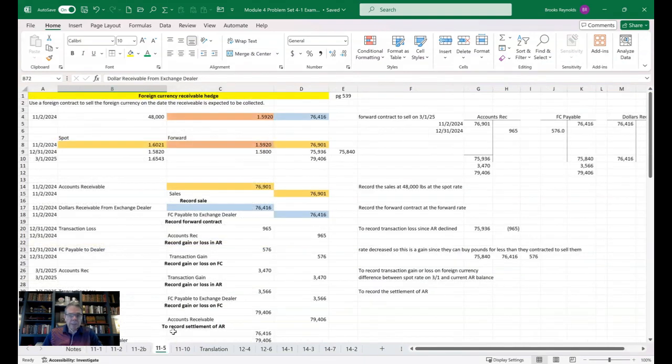All right, so let's go to 11.5 and let's start out. And what is happening here is we're going to use a foreign contract to sell foreign currency on the date the receivable is expected to be due. So we're going to sell a product to a vendor.